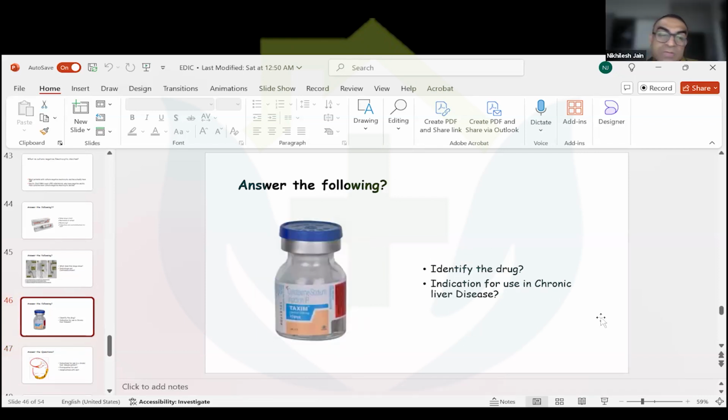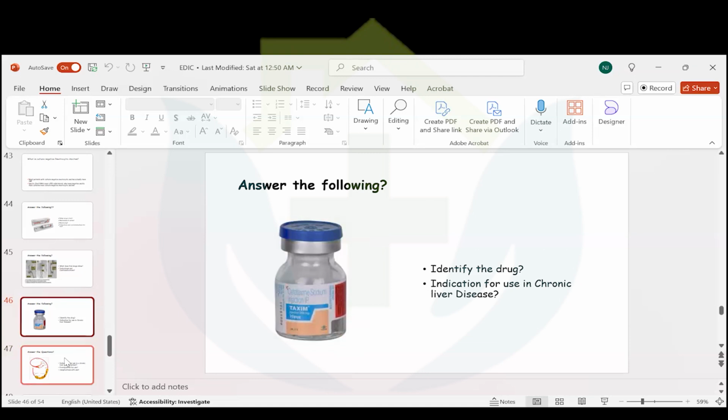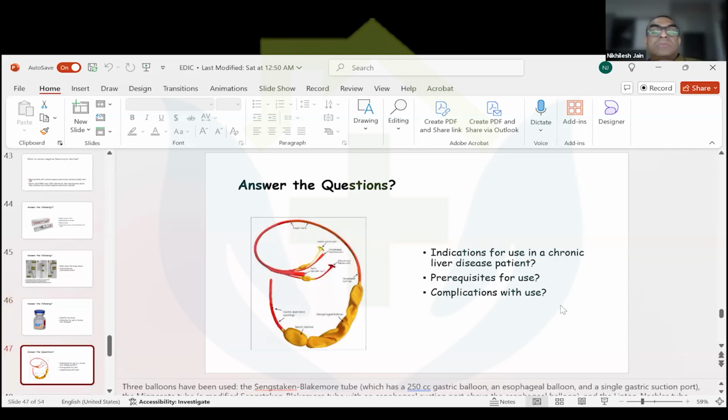If you remember the algorithm, cefotaxime 2 gram 8 hourly or ceftriaxone 2 gram IV single dose is preferred for those patients who have got a Child-Pugh score which is less than or equal to 7. Less than 7, sir. Okay. Right? Yeah. So, anybody can identify this, I believe.